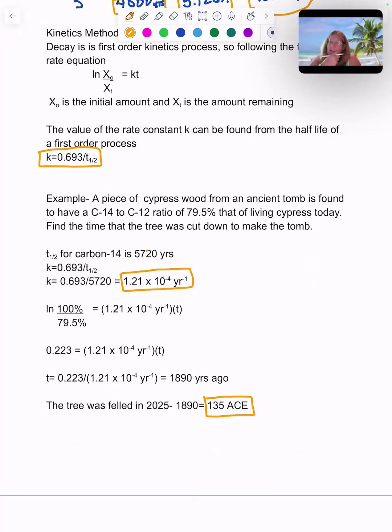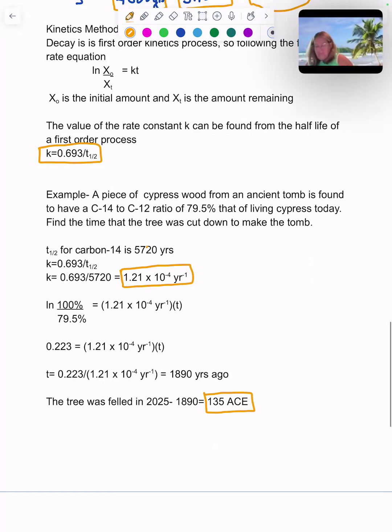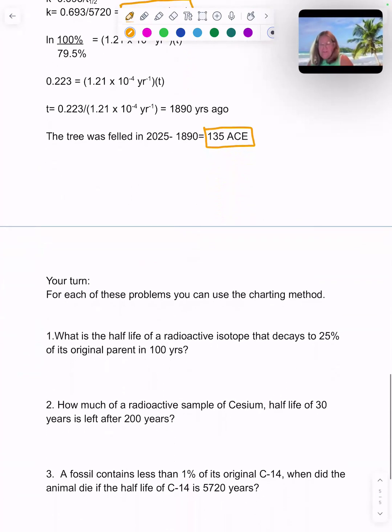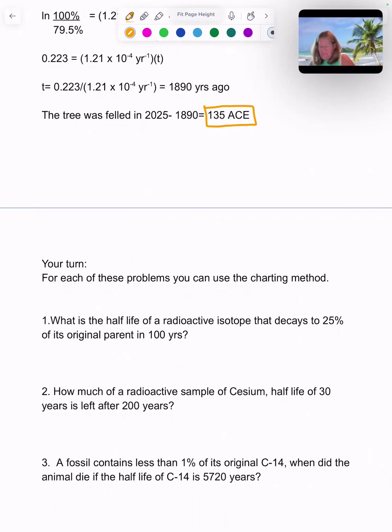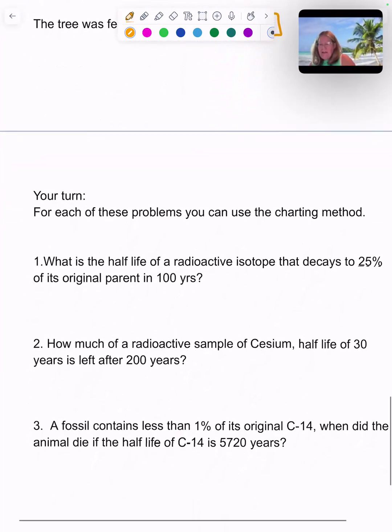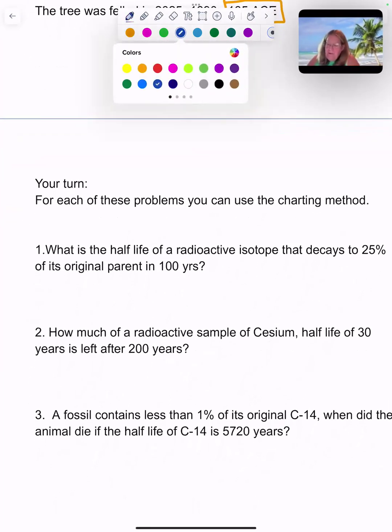If you are in a CAP or pre-AP level class, this could be expected. If you are in an academic level class, on-level class, I think that this probably would not be the method you would use. Okay, so let's go ahead, your turn. You can go ahead and pause the video and try these. So we're going to give ourselves a minute. Go ahead and pause, try these, and then come back when you're ready to check your work. Okay, hopefully you're back. All of these problems can be done by the charting method.